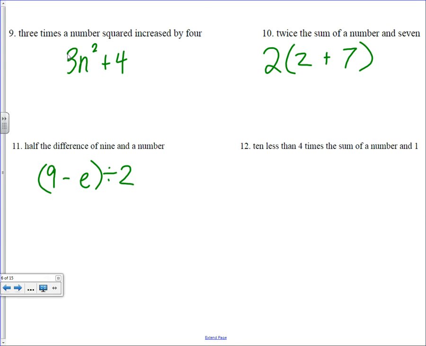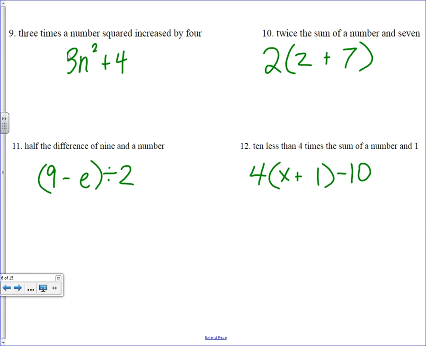Okay, one more. 10 less than, less than, what do I have to do? Switch it. So I'm going to put my minus 10 at the end. 4 times the sum. Hold on, folks. How many things does the sum have in it? 2. So 4 times the sum. Times the entire sum. It says a number and 1. Okay? Wonderful.